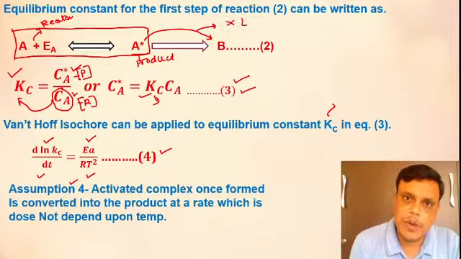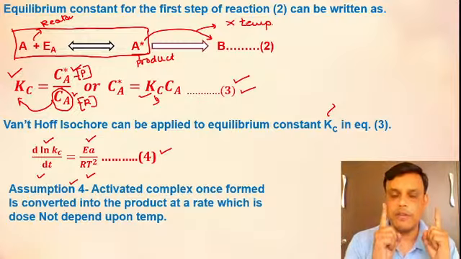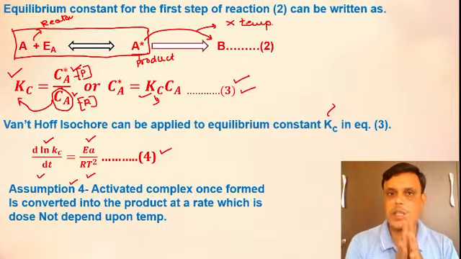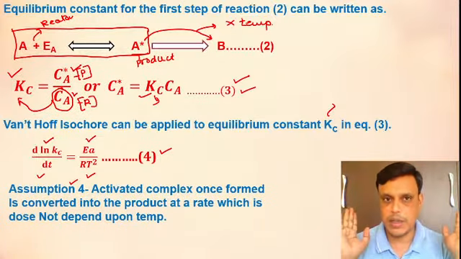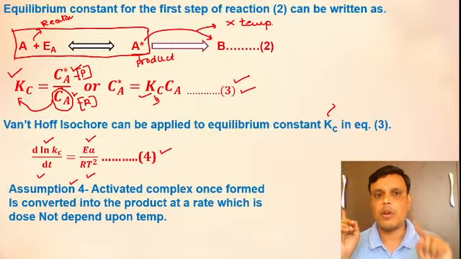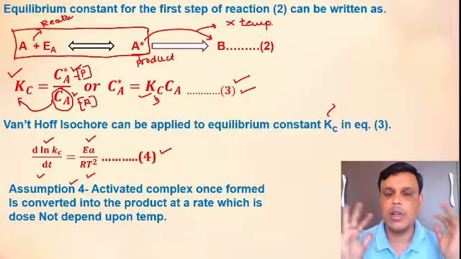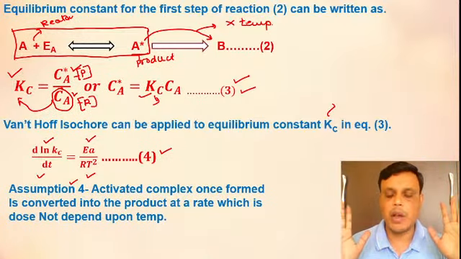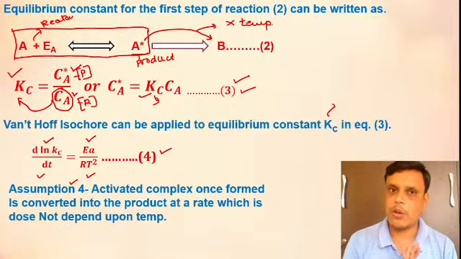So which step is temperature dependent? Only the first step is temperature dependent. The second step is not a temperature dependent step. That is, formation of product from activated complex is not a temperature dependent step according to assumption number 4. The only one step which is temperature dependent is step number 1. That is, formation of activated complex is a temperature dependent step, and formation of product from activated complex is not a temperature dependent step. Please remember this. This is your assumption number 4.